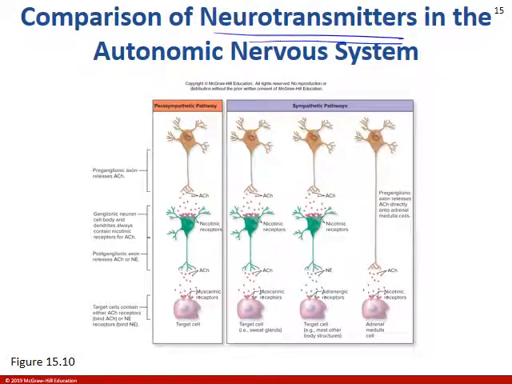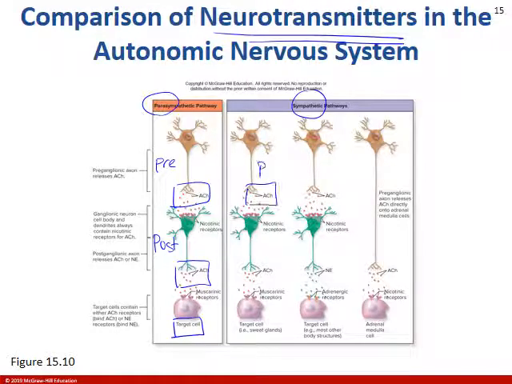If we wanted to compare neurotransmitters, first we would look at the parasympathetic, and we look at the pre. The pre releases acetylcholine. The post releases acetylcholine. And here we have our target cell. In sympathetic, we have acetylcholine is pre, acetylcholine is post, if we're talking about sweat glands. The pre is acetylcholine, the post is norepinephrine, if we're talking about some other body structure.